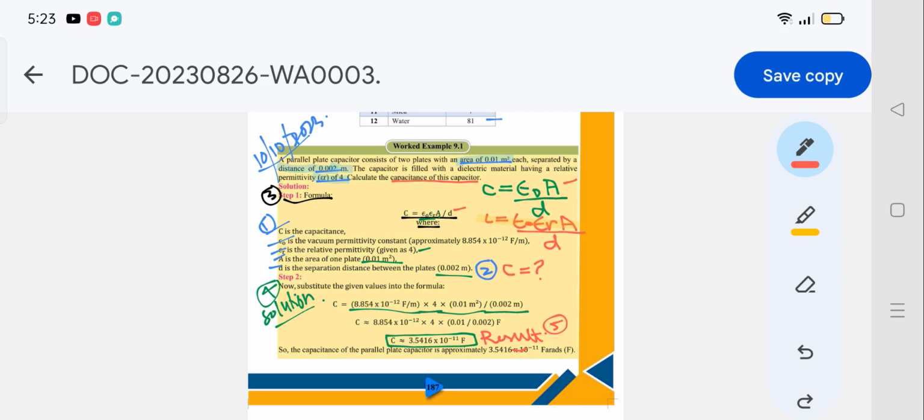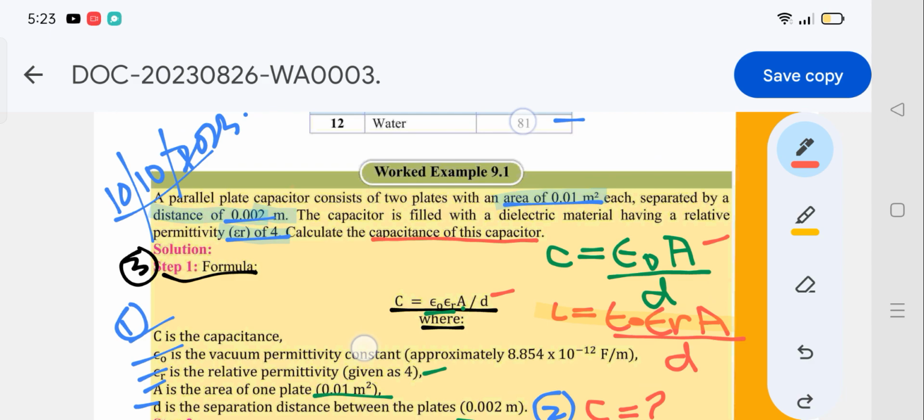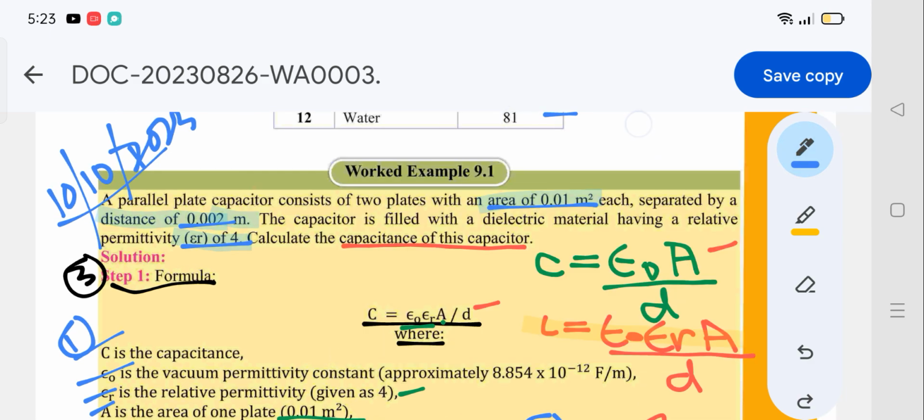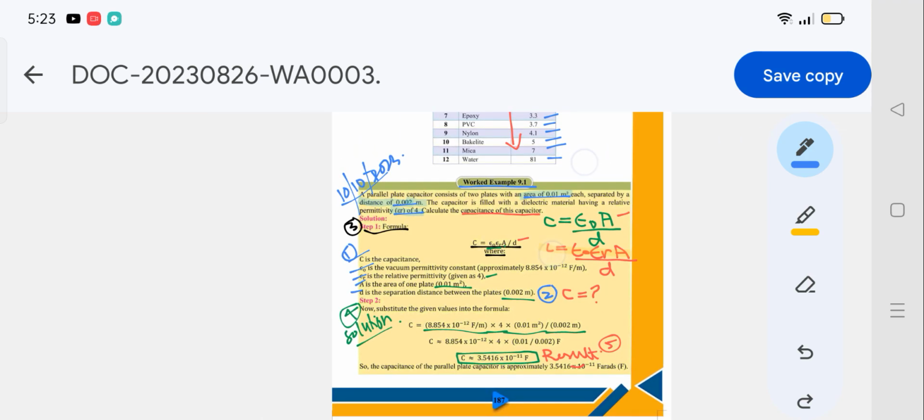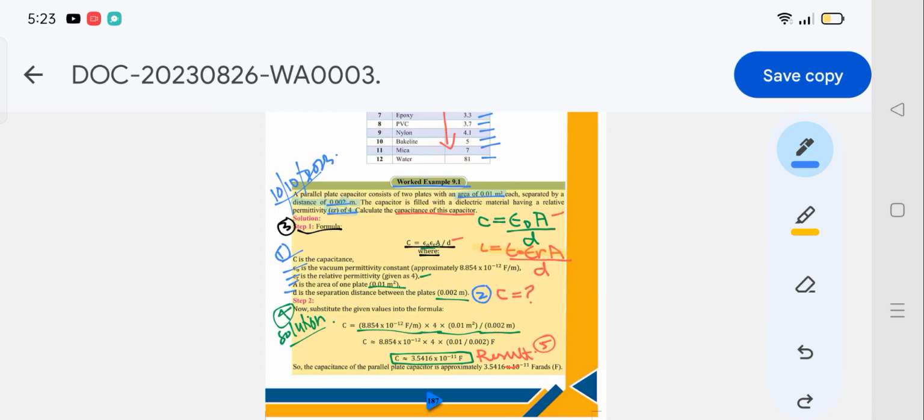So today we solved work example 9.1 with 5 basic steps of data, required value, formula, solution and result. So this was all for today. In the next video we're going to solve work example 9.2.